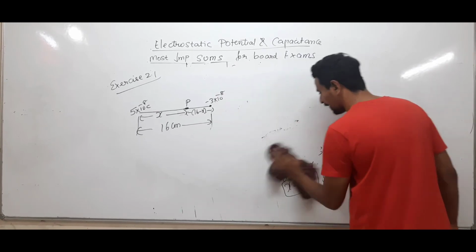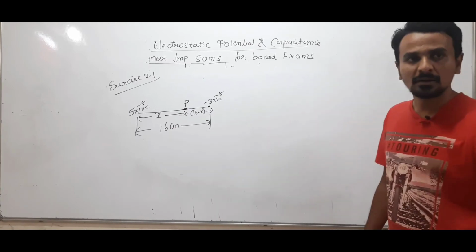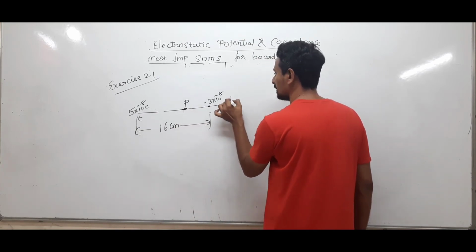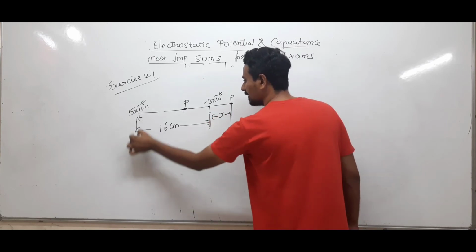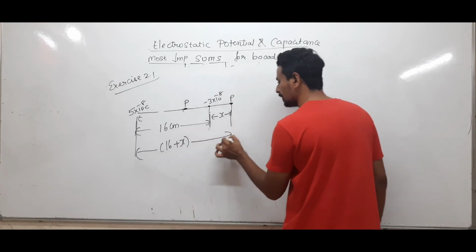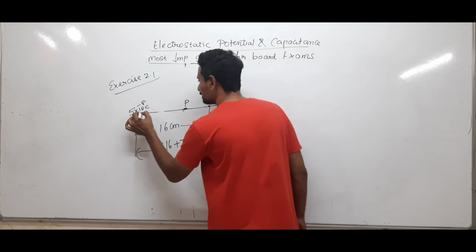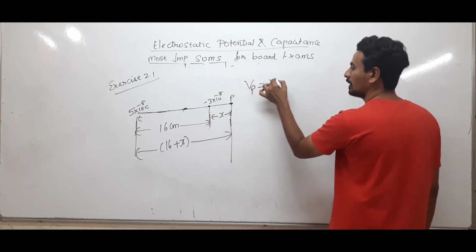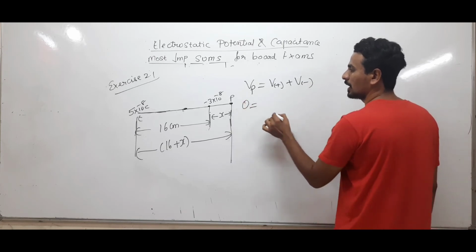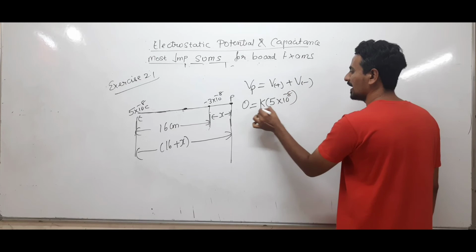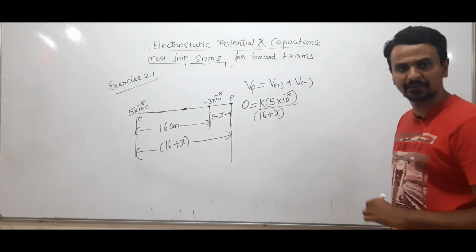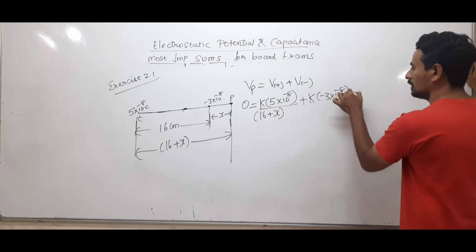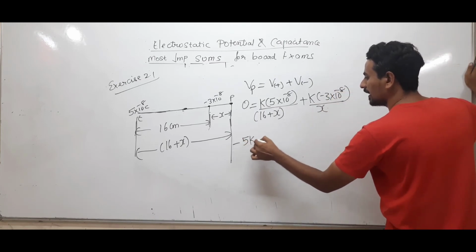Now we will suppose the point outside the line joining the charges, right? Fine. Let us take the point somewhere here. So this will be x and this will be 16 plus x. We will solve in the same manner. So potential at point P, positive charge, negative charge, 0. k, q by r. R means the total distance, 16 plus x, right? Plus k, q, r. Solve this.